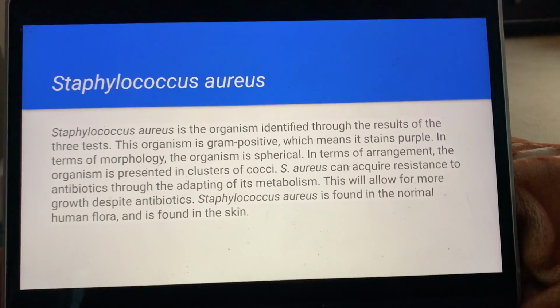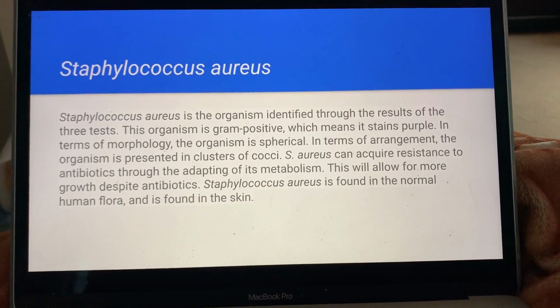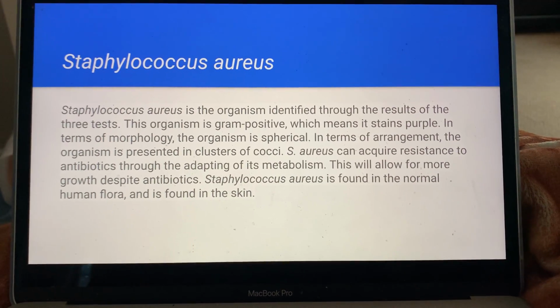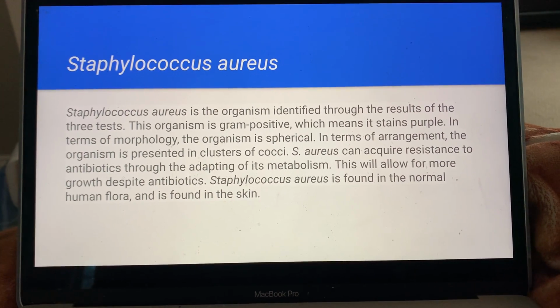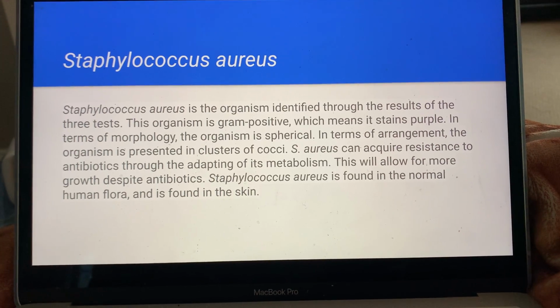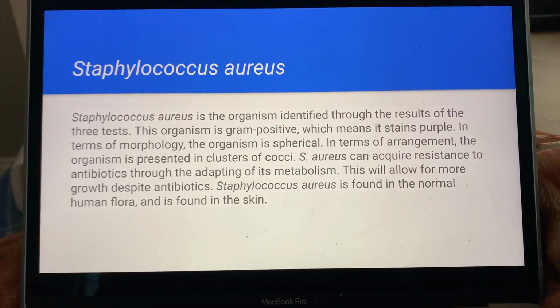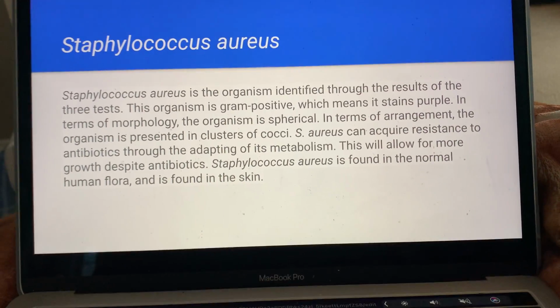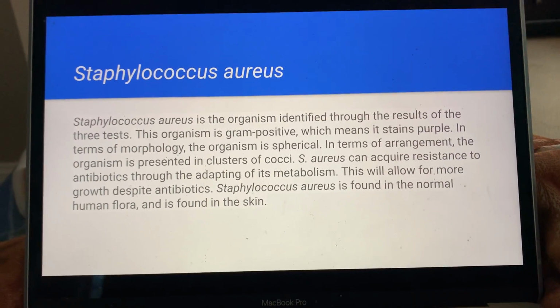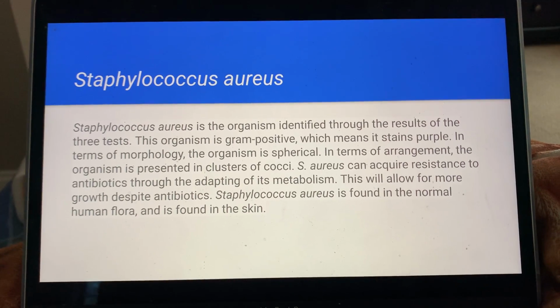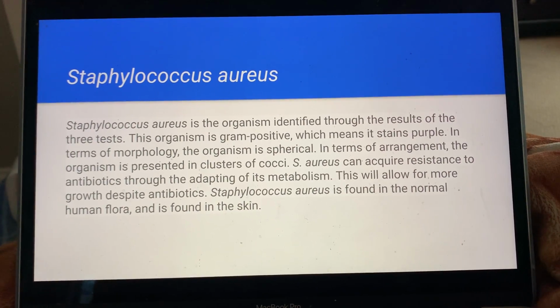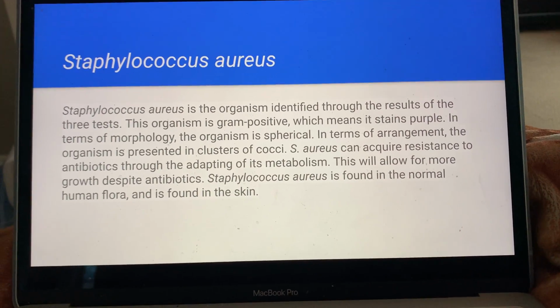Staphylococcus aureus is an organism identified through the results of the 3 tests. It's gram positive, stains purple, is spherical in clusters of cocci, and it is found in the normal human flora found on the skin, which is important for Colin to know because he has a lot of cuts on his skin and he needs to be very careful in the future.